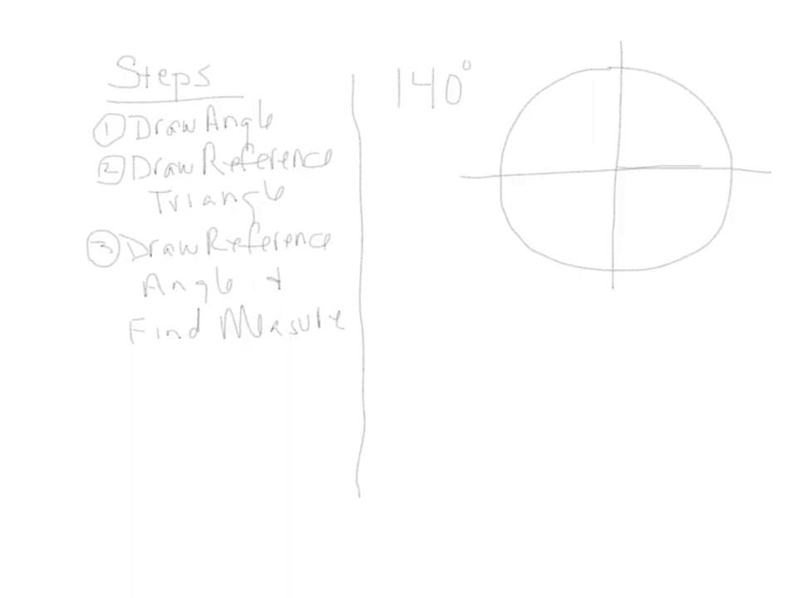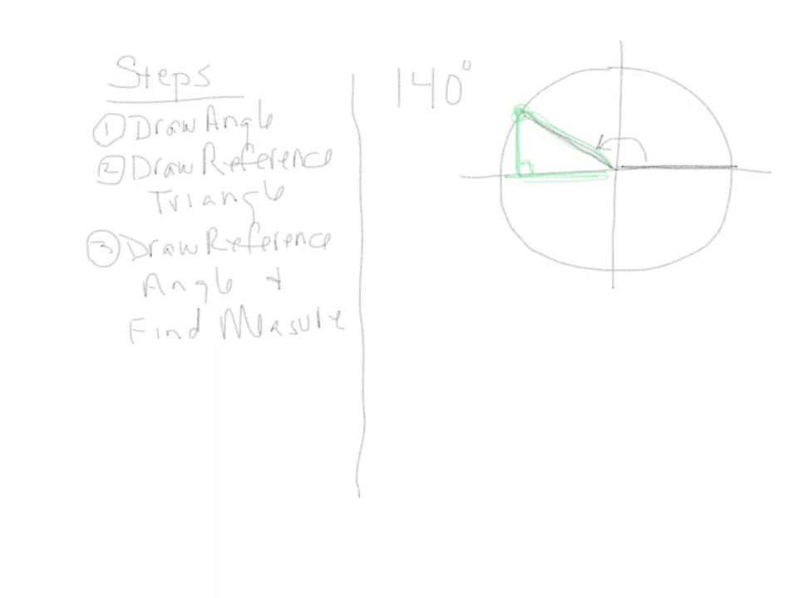So we begin by drawing our angle. 0, initial side, 140. So this is the 140 degree angle. We then want to draw a triangle. From the end point of the terminal side, this point, you always draw it perpendicular to the x-axis. Make sure you go to the x-axis. You can see that creates a triangle. We have this triangle now. That is called the reference triangle.